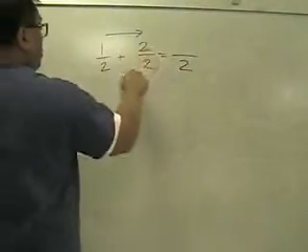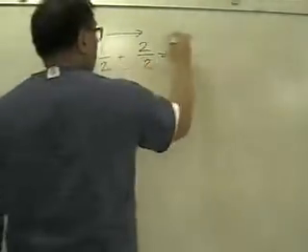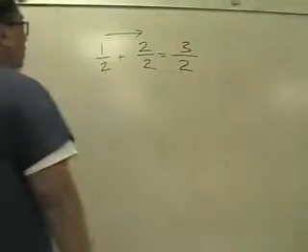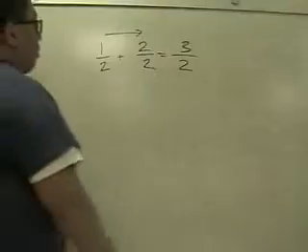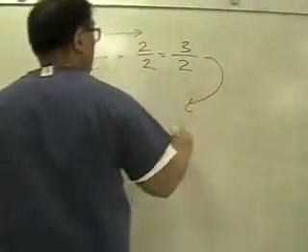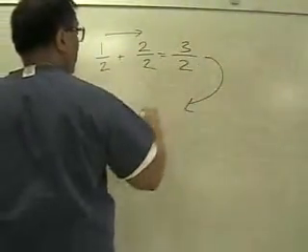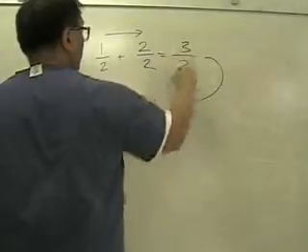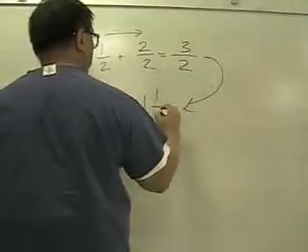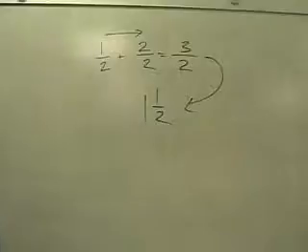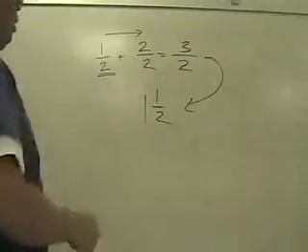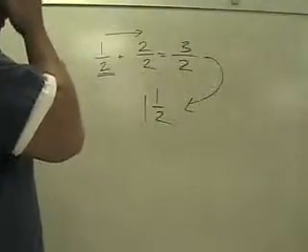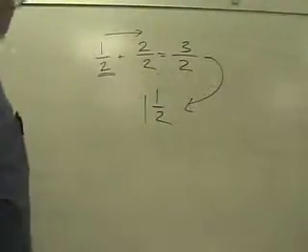And 1 plus 2 is what? 3. 3 over 2. And if you recall how to convert this, 2 goes into 3 how many times? Once. And then there's 1 left over, so 3 over 2 is 1.5. But that's assuming that what? The denominators are the same. When people get into trouble is when the denominators are different.